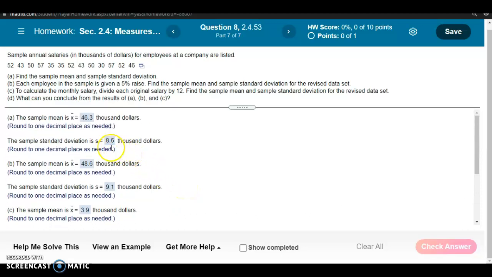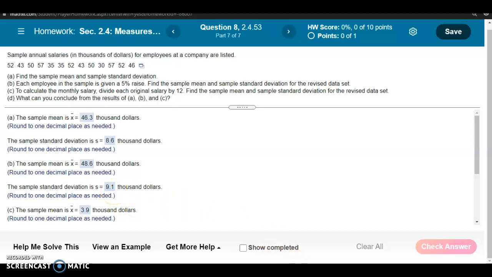Okay, so for the original data set, the sample mean was 46.3, and the sample standard deviation was 8.6. And you notice that in part B, after we give each employee a 5% raise, it changed the sample mean and sample standard deviation slightly.